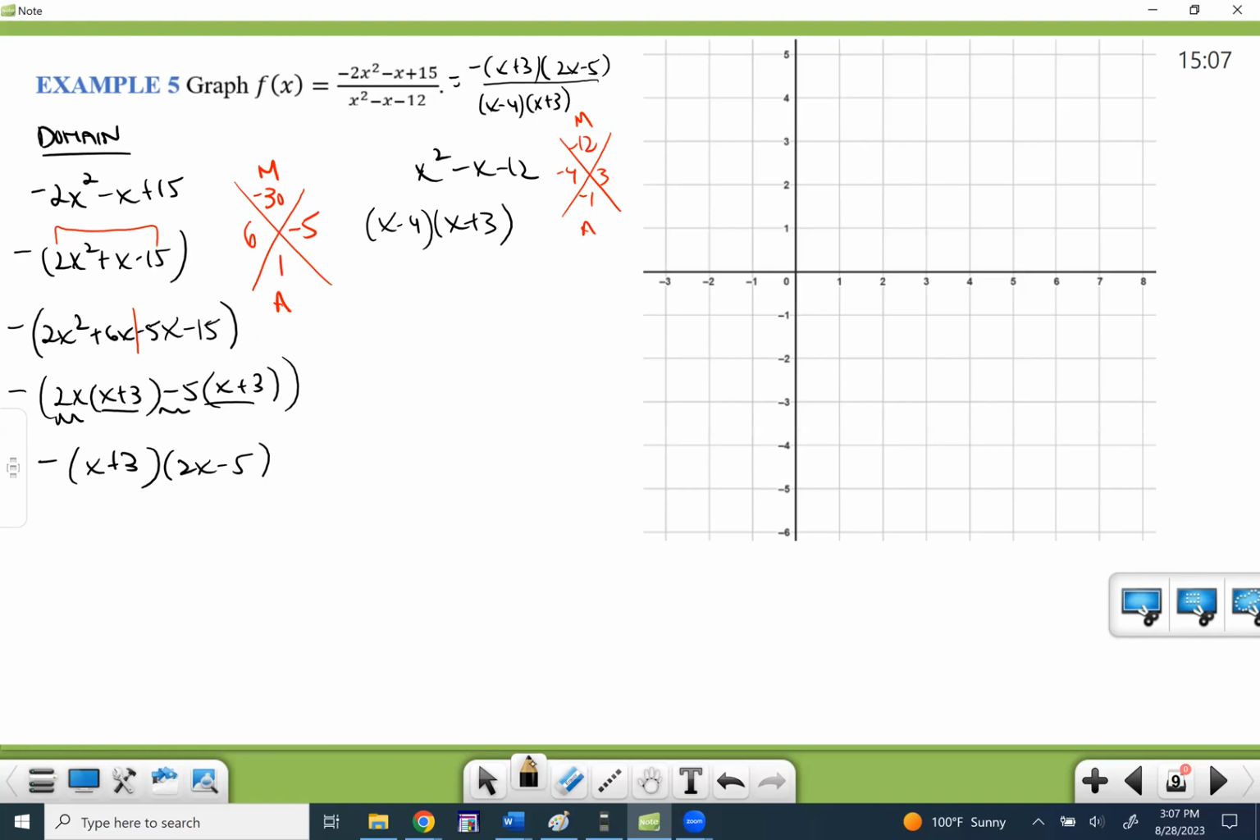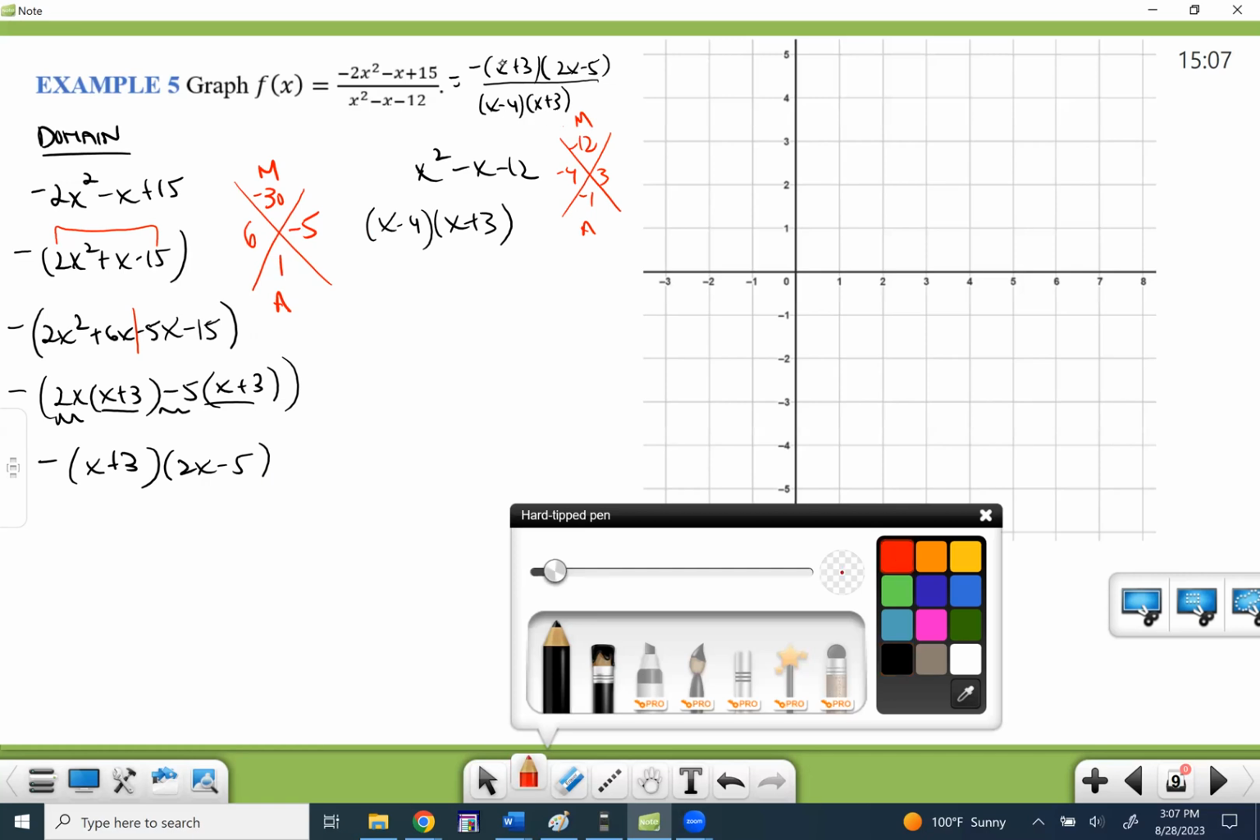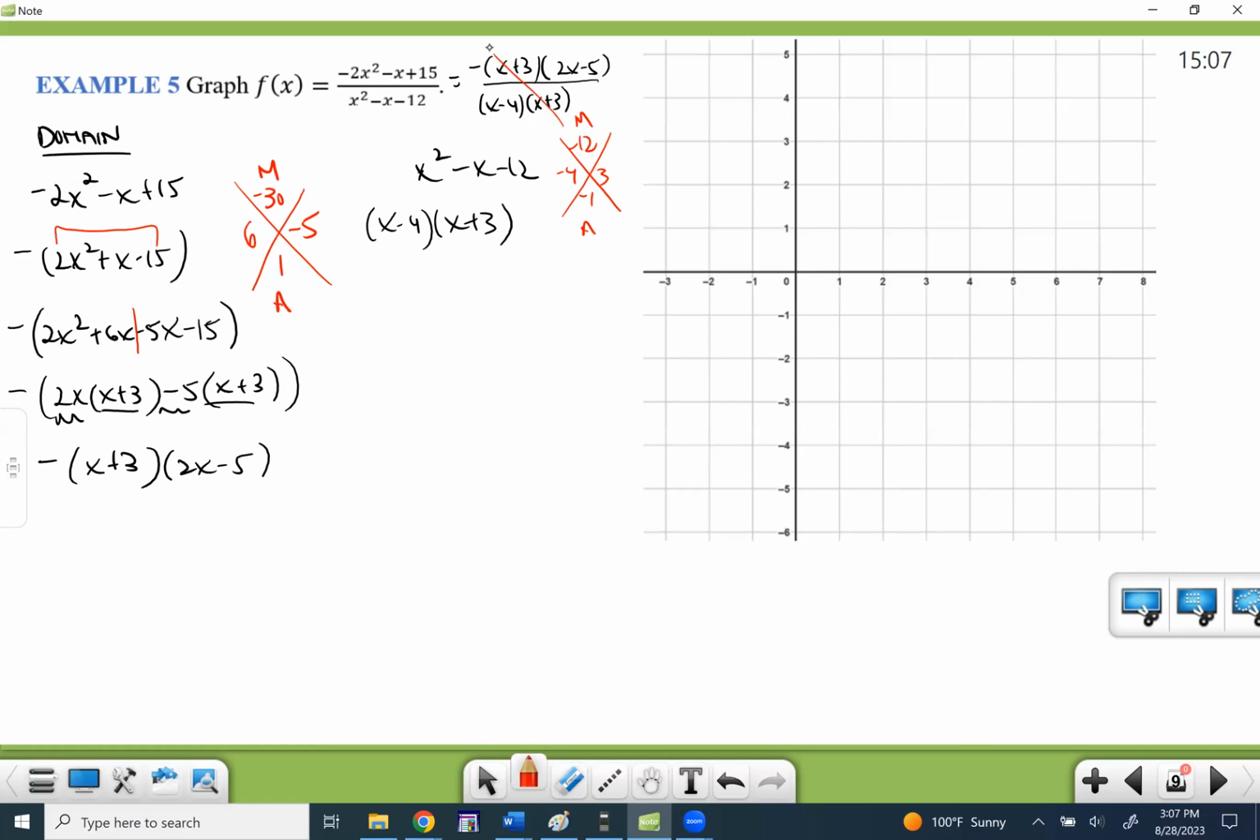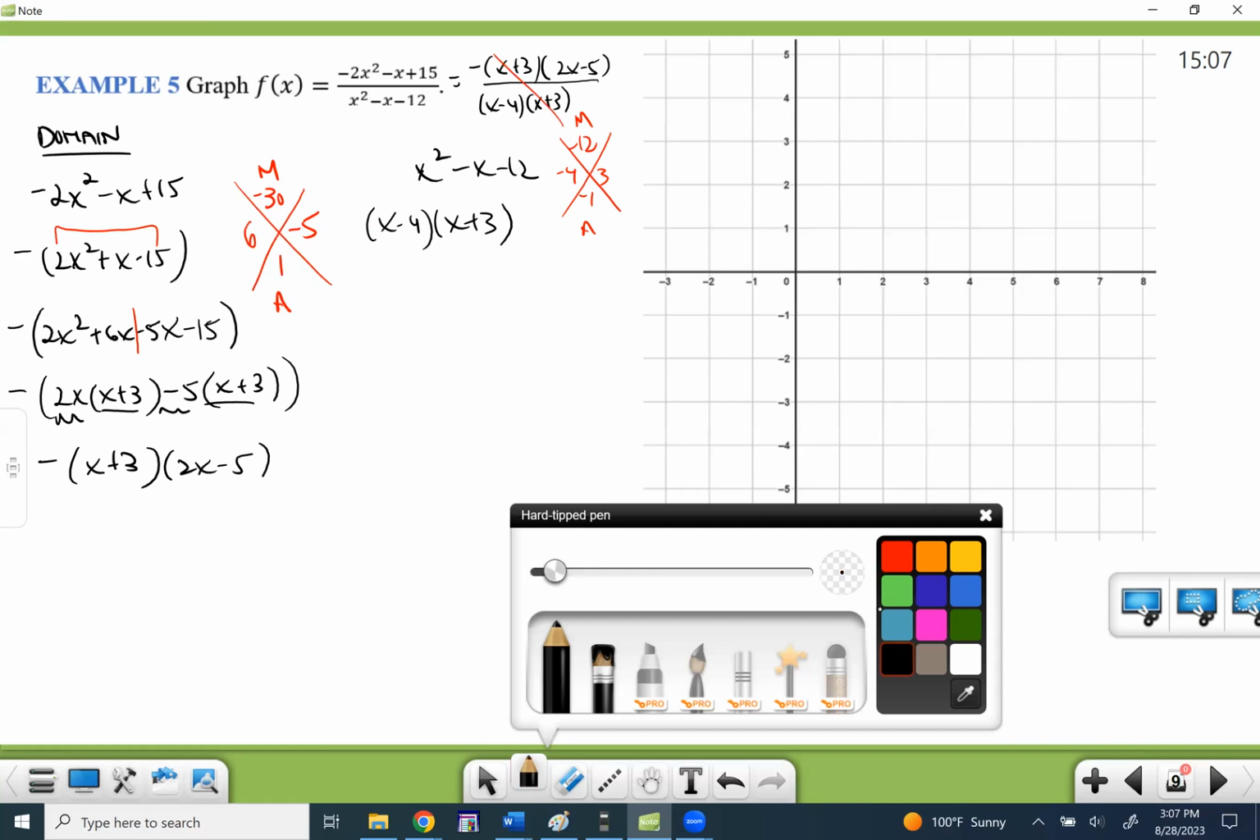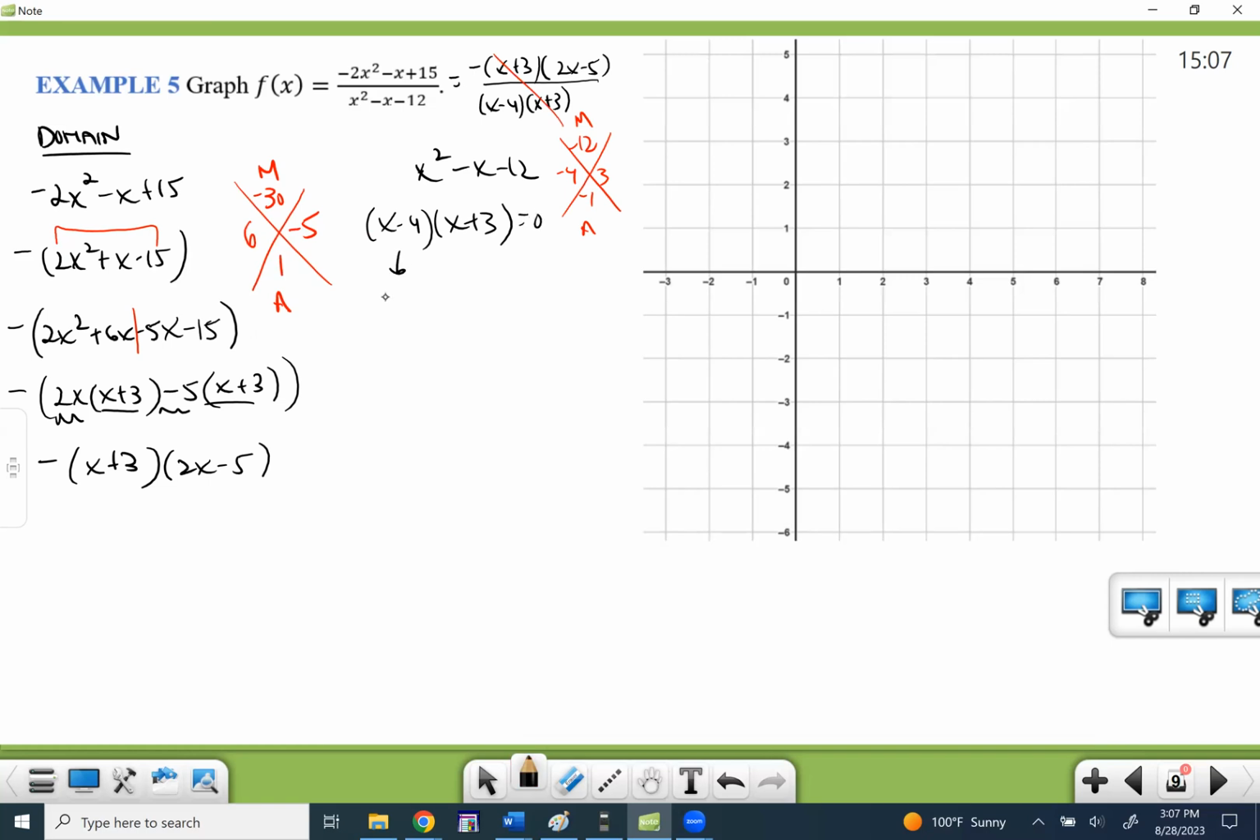Now notice something. We have a hole, right? When we set the denominator equal to 0, so when we set this equal to 0, this one is going to be a vertical asymptote. But this one, since this is the factor that canceled, is going to be where our hole is, right? Okay, so we have a hole at. Now I'm just going to put almost, and this is what?